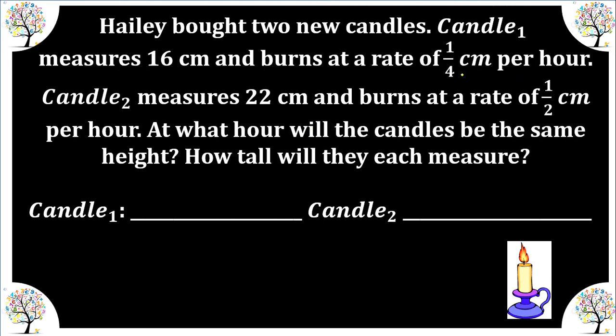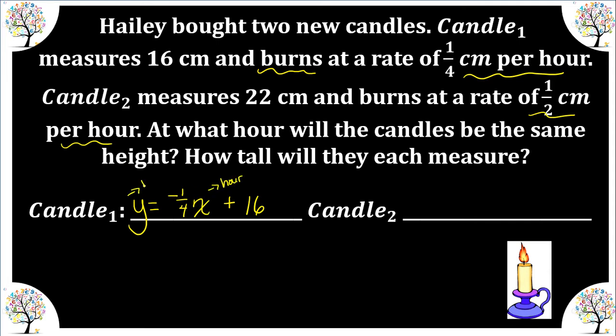So we do have constant rates of change. So we are going to write these in slope-intercept form. So candle 1, y, which is going to be the total height, is going to start out at the initial height of 16. So our initial value is 16, and then it burns. That means it goes down 1/4 of a centimeter per hour. So X is our hours of burning, and Y is going to be the total height of the candle.